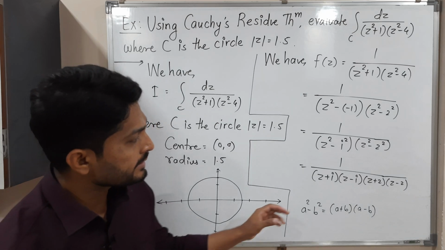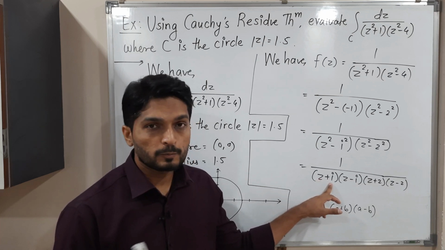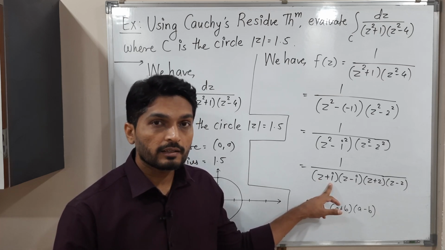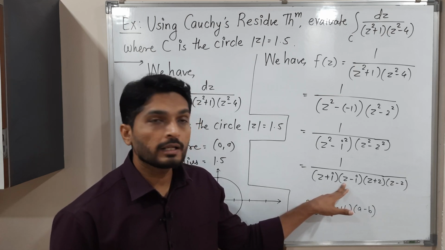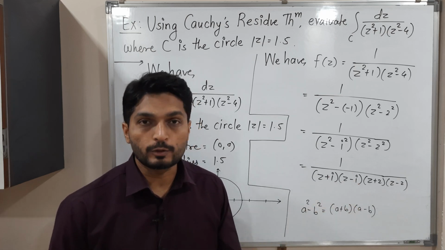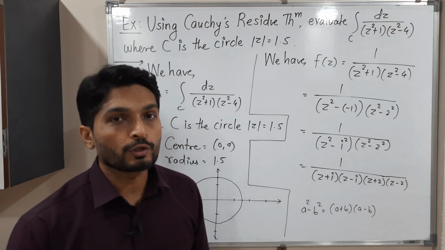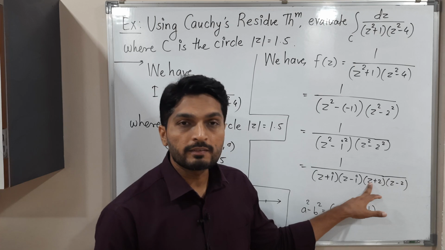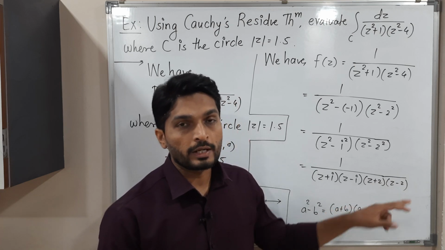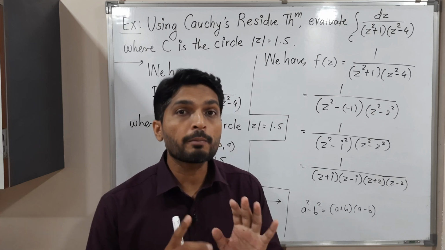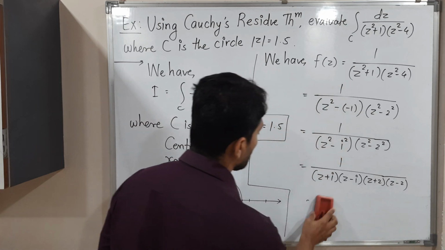Now you can easily see, if I put z equal to minus I, the first bracket becomes 0, so the denominator is 0 and minus I is a singular point. Similarly, if I put z equal to I, the second bracket will be 0, so I is also a singular point. Minus 2 makes one bracket 0 and plus 2 makes another bracket 0. That means I, minus I, 2 and minus 2, all these are singular points. So we got all the singular points. Let me mention them here.